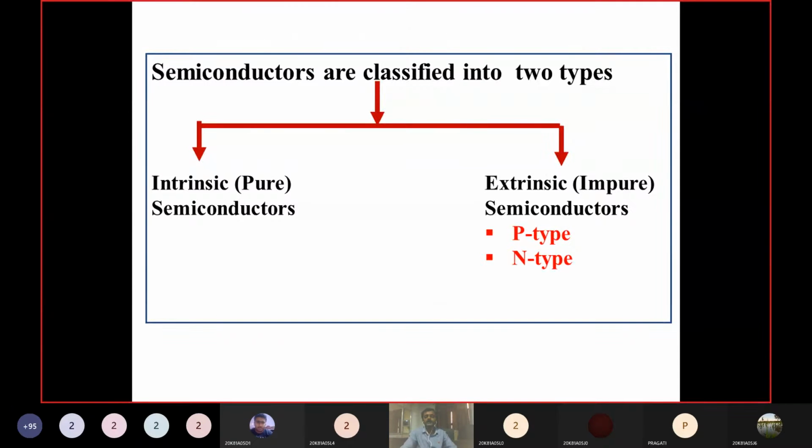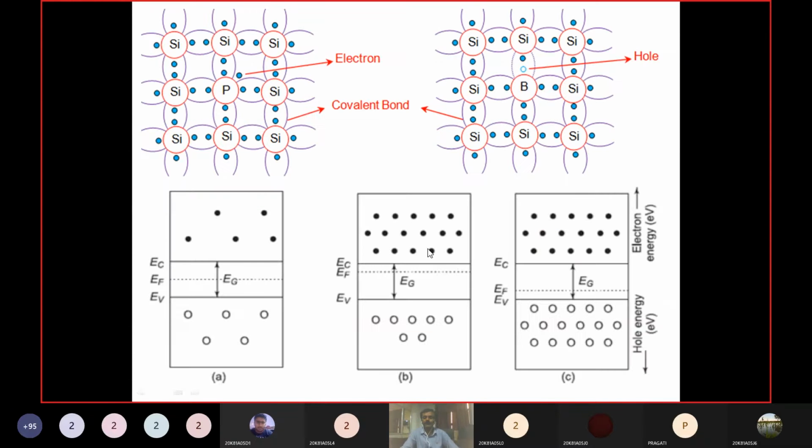Now coming to the semiconductor materials, we are mainly discussing semiconducting materials here. There are two types: one is intrinsic or pure semiconductors, and the other is extrinsic or impure semiconductors. In extrinsic semiconductors there are two types: the P type and the N type. First of all, we will discuss the pure semiconductors.